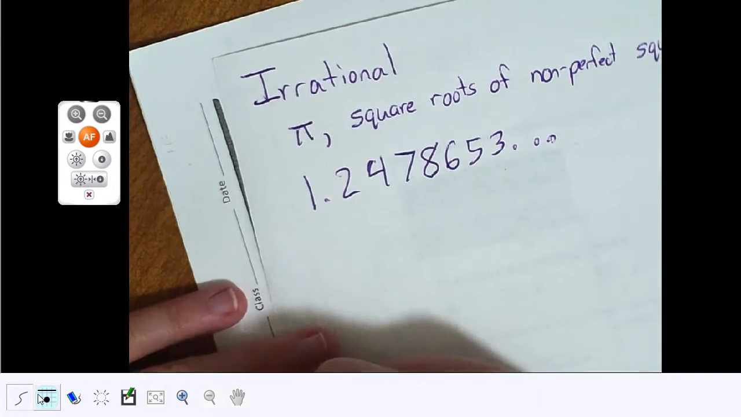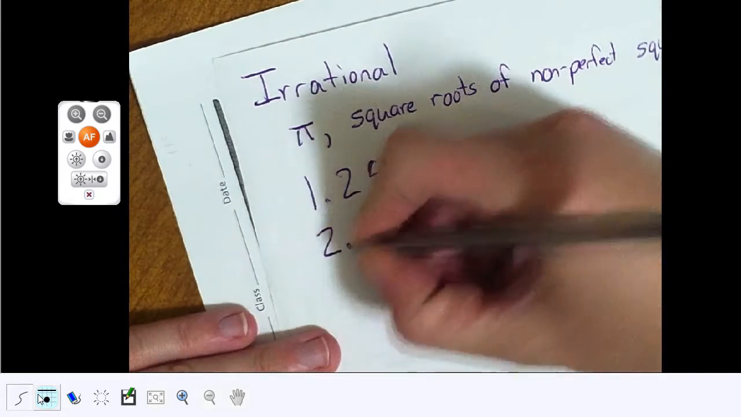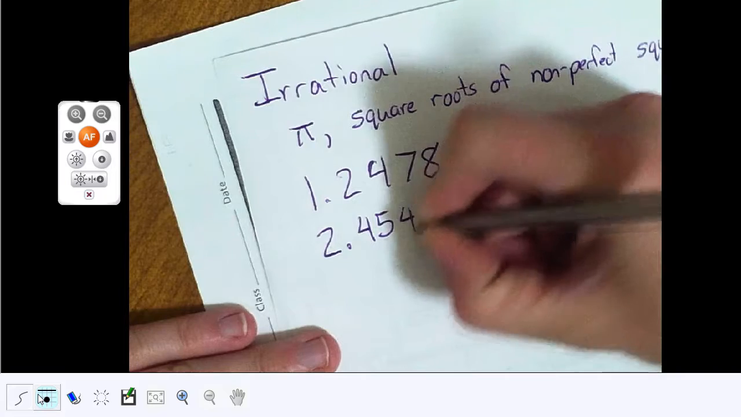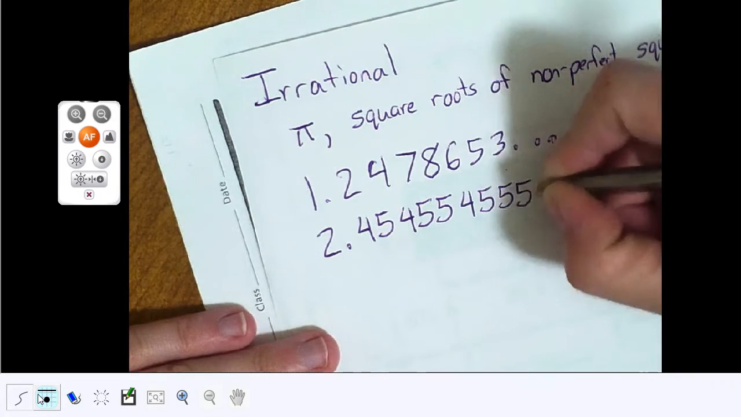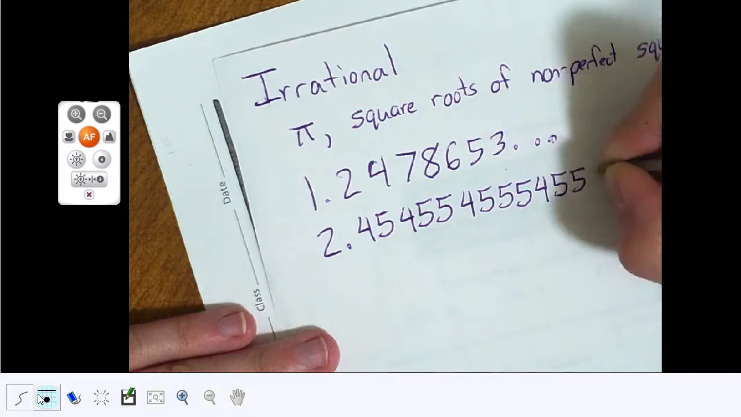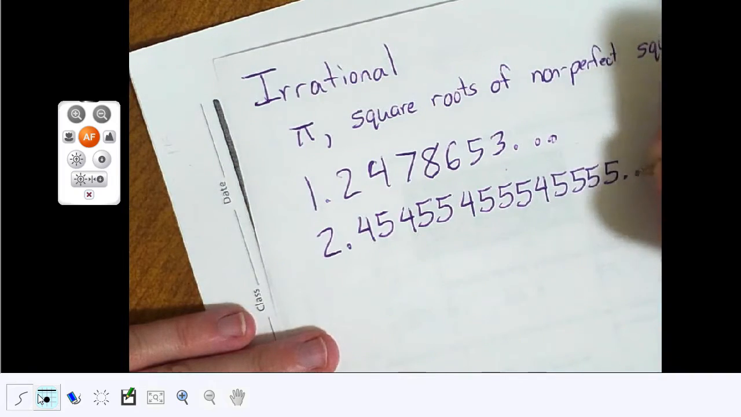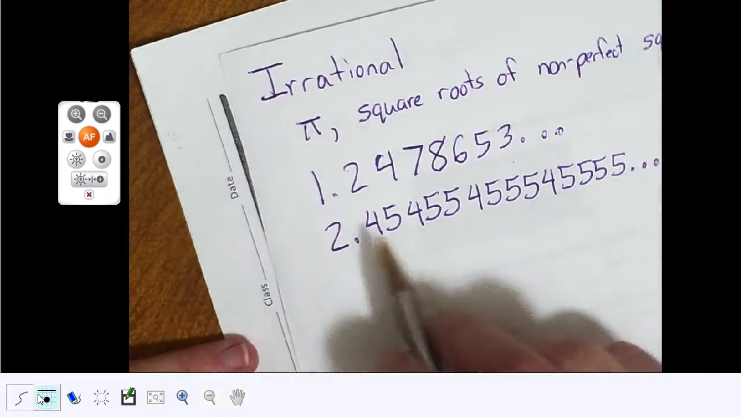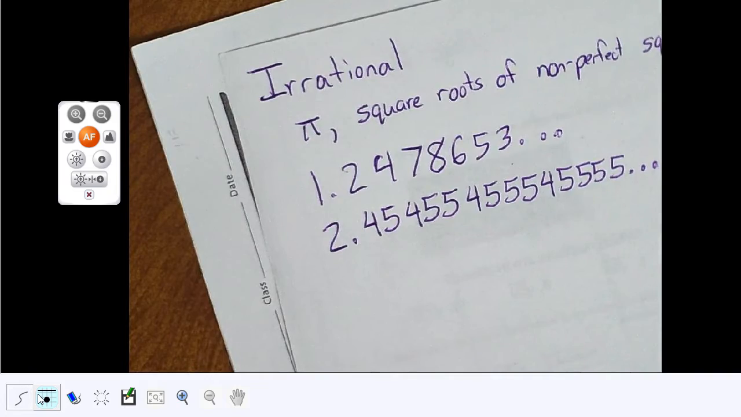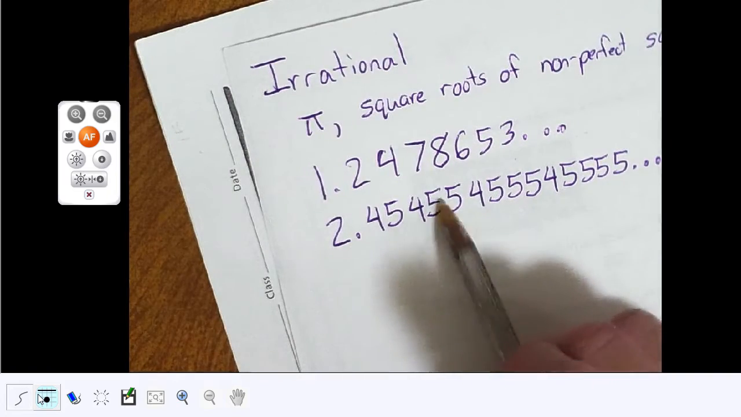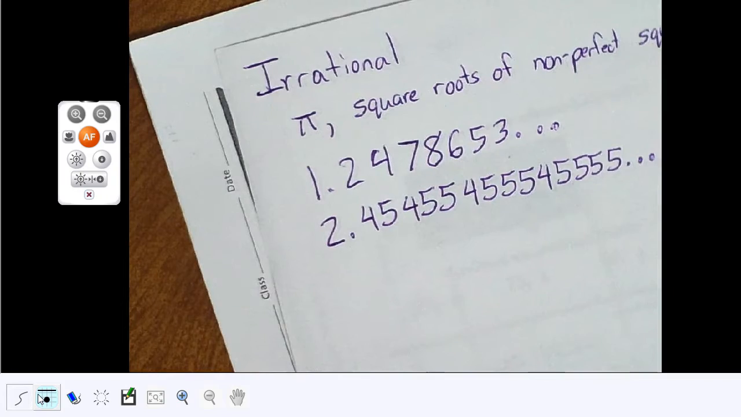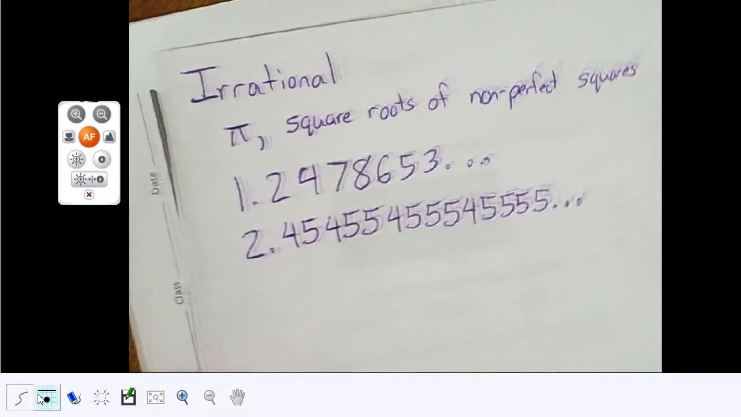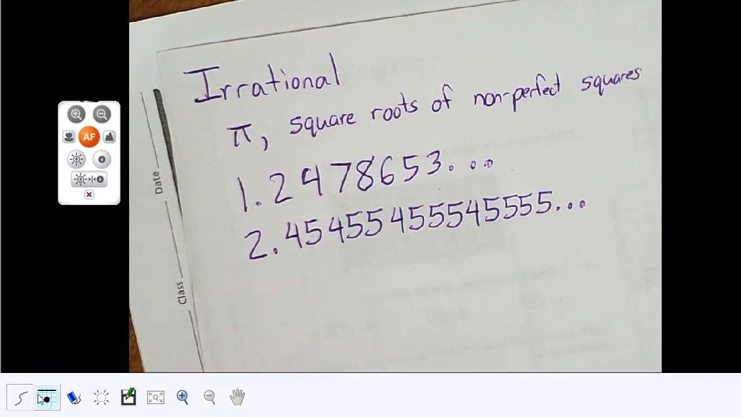The tricky one that they like to throw at you is if you have something like this, and you're going to look at it and say, well, this looks rational because there's a definite pattern. Patterns are not the same thing as repeating. Yes, it is a pattern, but it is not repeating. Repeating would be 4, 5, 4, 5, 4, 5, 4, 5, 4, 5. It is adding a 5 each time, so even though it's a pattern, it is in fact irrational because it never ends and it never repeats. Be aware of those ones, you'll see them.